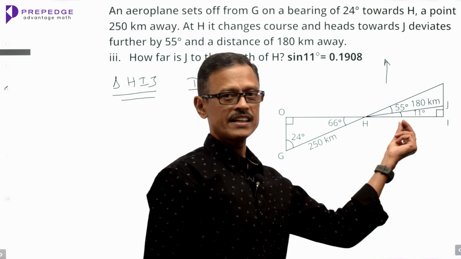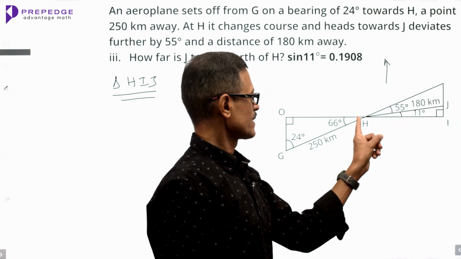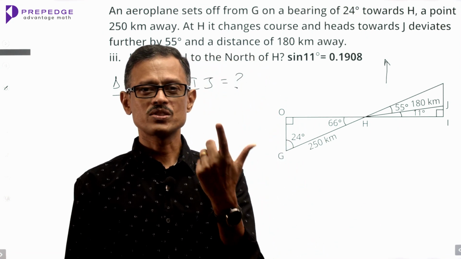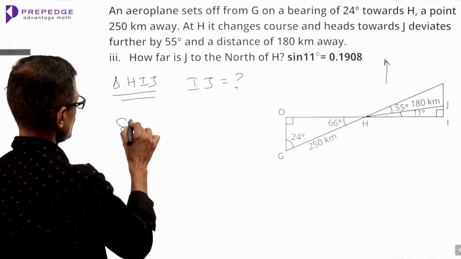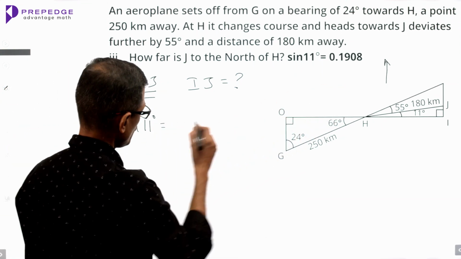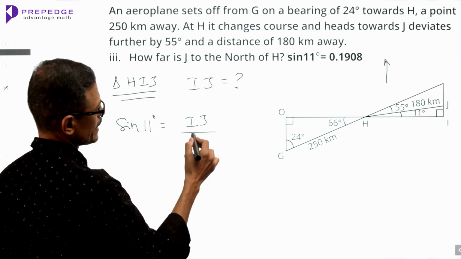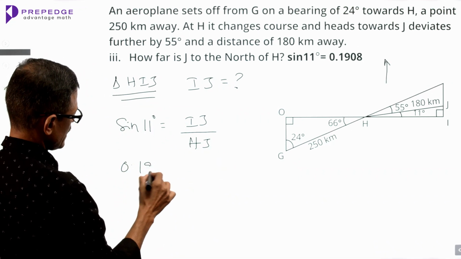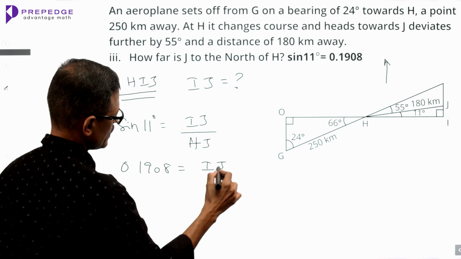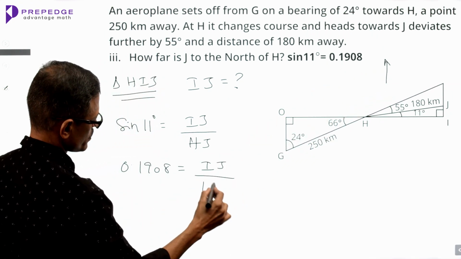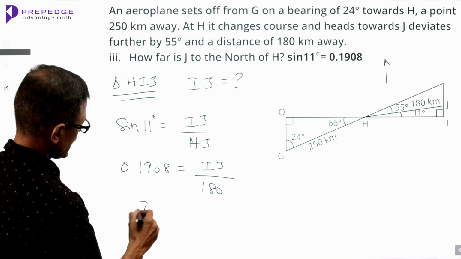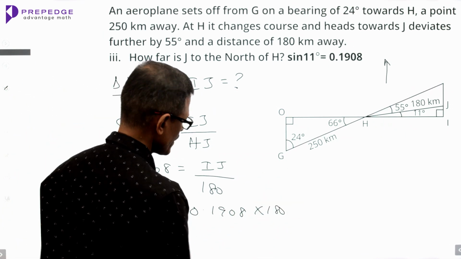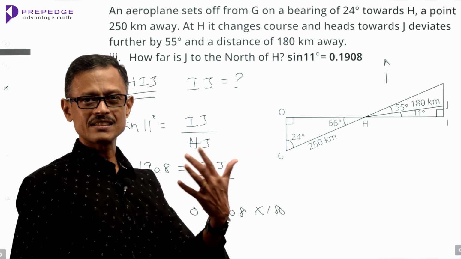What angle have they given? They have given values for 11 degrees. IJ is the opposite side. HJ is what we know the value of, which is the hypotenuse. Opposite side and hypotenuse, we are going to use sine. So sin of 11 degrees is equal to the opposite side IJ divided by the hypotenuse HJ. Sin 11 is 0.1908. IJ is what we need to find. HJ is the distance between those two points, which is equal to 180. So IJ is equal to 0.1908 into 180. 180 into 0.2 is roughly 36 kilometers.